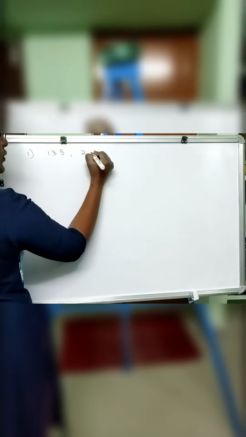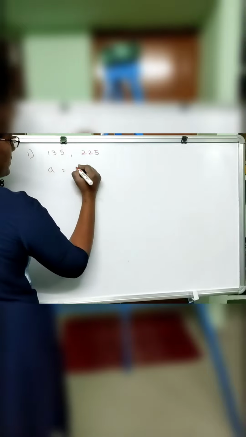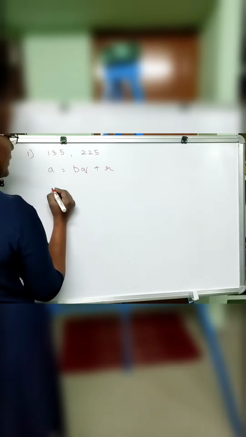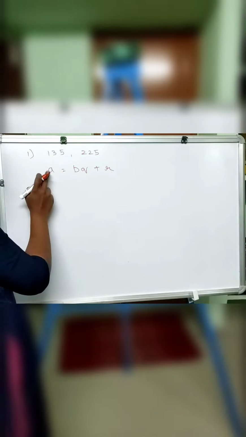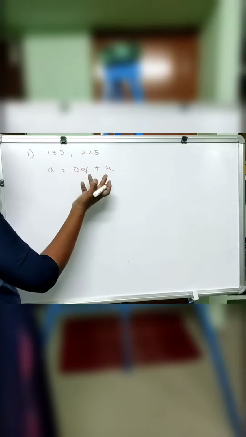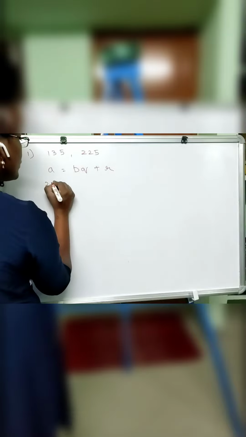135 and 225. Now I am trying to solve this by Euclid's division pattern, that is BQ plus R. A is the greater number. We can say A comes first, B comes next. So you can remember like this: A is the greater number and B will have the smaller number. Q for quotient we know, R for remainder. So it will be easy for you to remember like this.